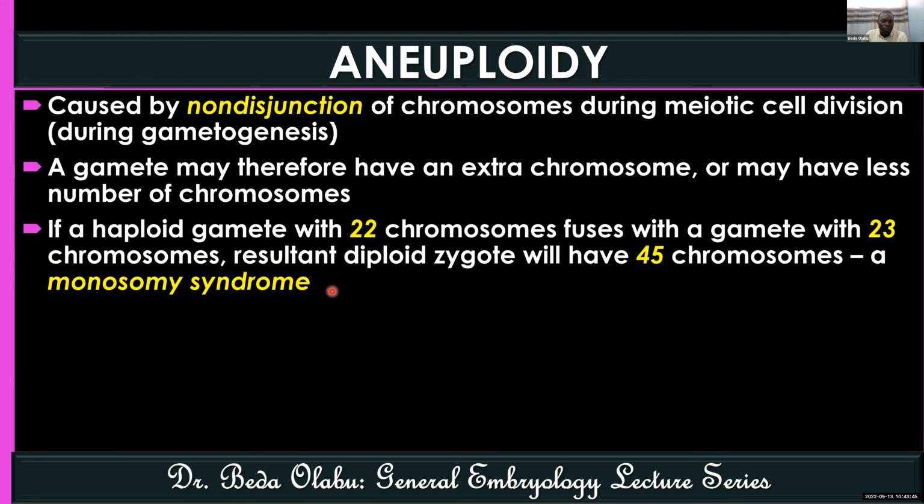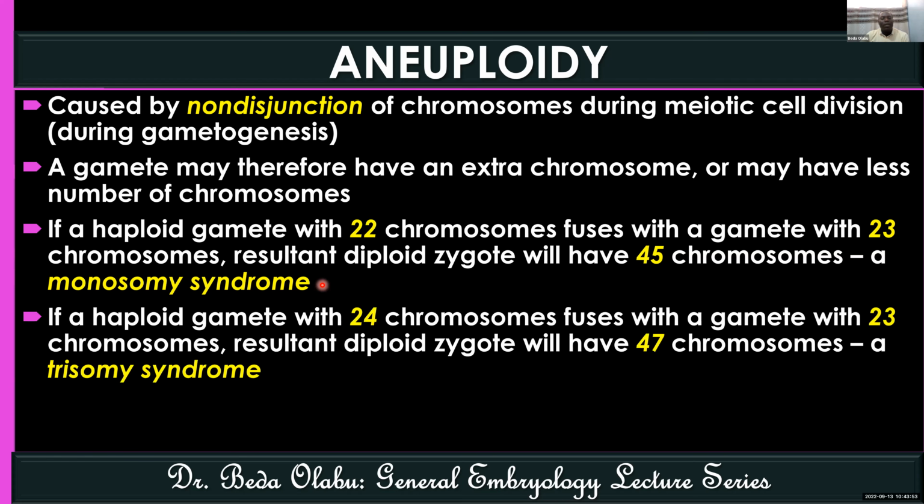If a haploid gamete with 22 chromosomes participates in fertilization with a normal gamete, that will give you a monosomy syndrome. And remember, we mentioned that the only monosomy syndrome compatible with life is Turner syndrome. If a gamete with an extra chromosome participates in fertilization, that will give you a trisomy syndrome. A trisomy syndrome will have 47 chromosomes in total.